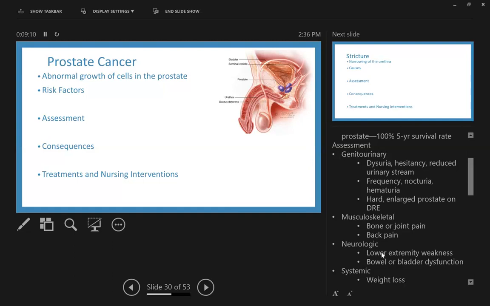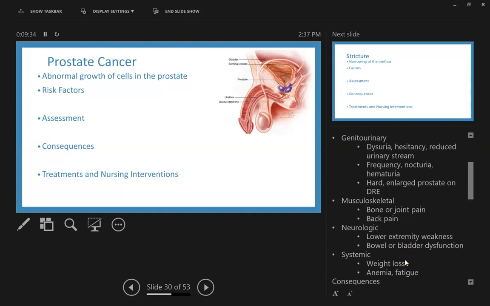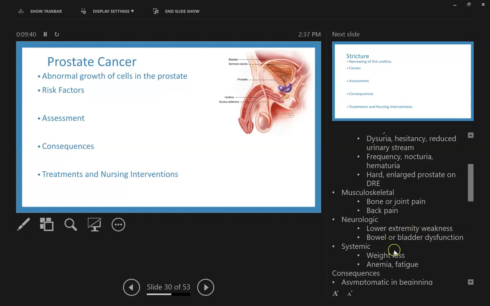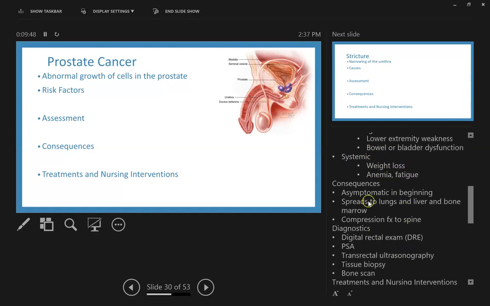So for assessment, we're going to hear the same things as with BPH: dysuria, hesitancy, reduced urinary stream, frequency, nocturia, hematuria. And then here's where it gets different: with a digital rectal exam, the prostate will be hard and enlarged. With BPH, it's typically still soft. With this, it's going to be hard. Musculoskeletal consequences: bone and joint pain, back pain, neurologic, can have lower extremity weakness, bowel and bladder dysfunction. Remember, weight loss with any cancer, because they just take up so much energy.